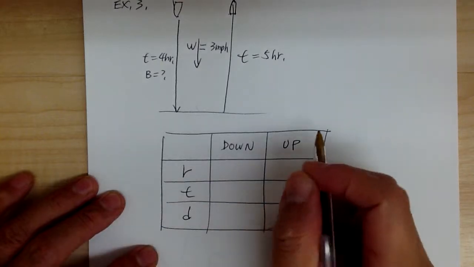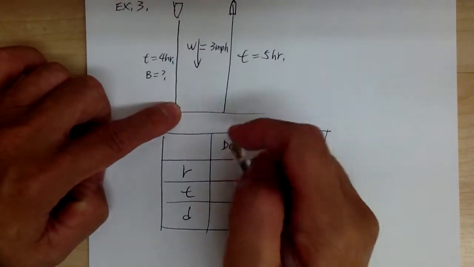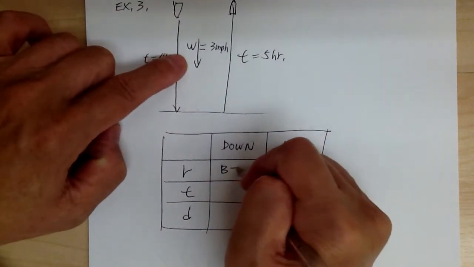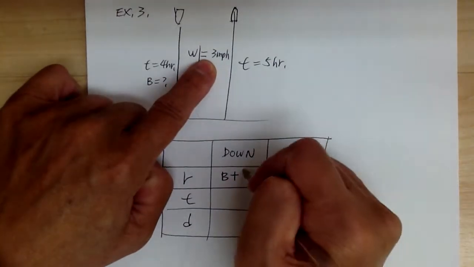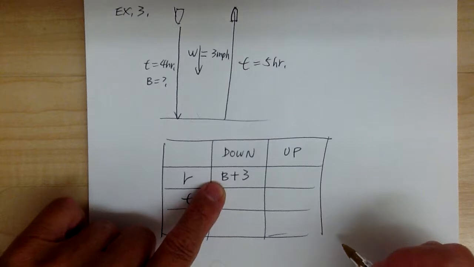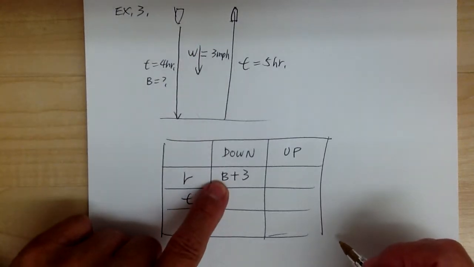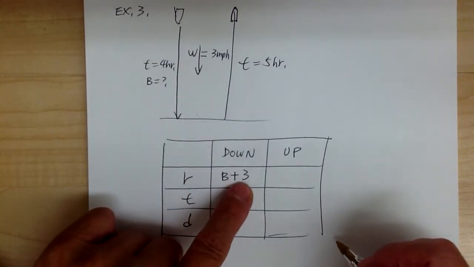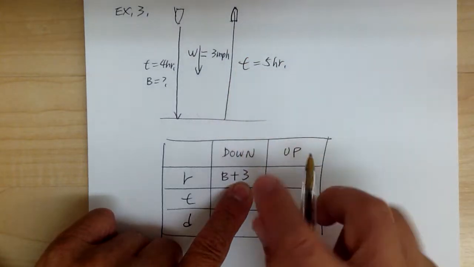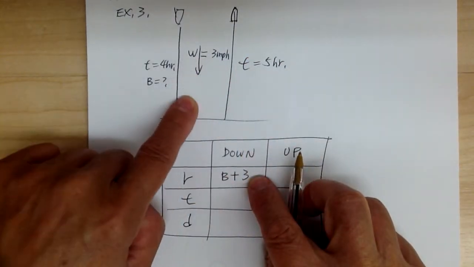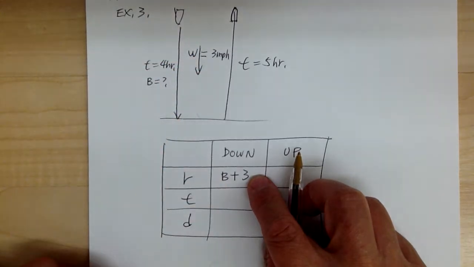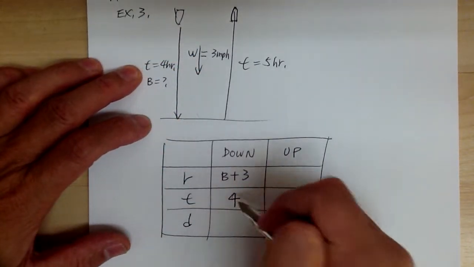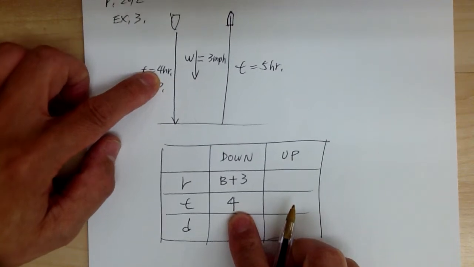Now for the speed, when it's going downstream, you're going to have the speed of the boat plus the water, because the water is going to make it go faster, right? So the water is 3, so you have to add 3. So going downstream, you have the speed of the boat plus the water. See the 3? Notice the arrow going in the same direction, so you have to add. The time is 4 hours, right? It tells you going downstream.